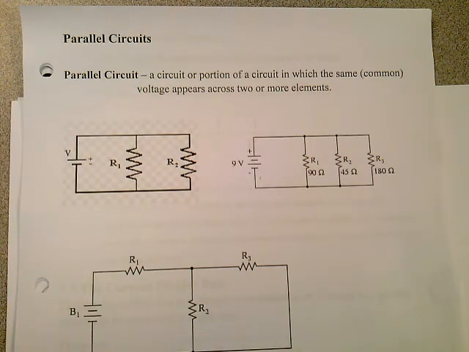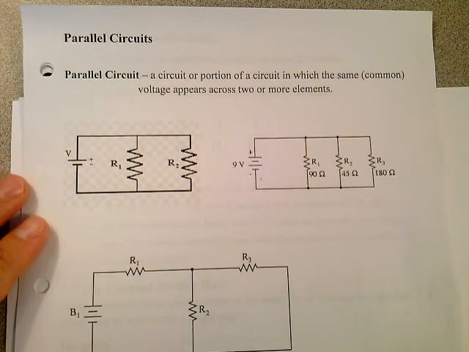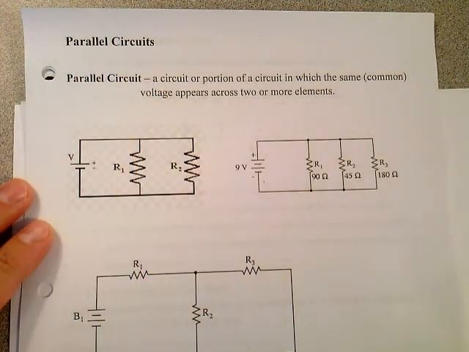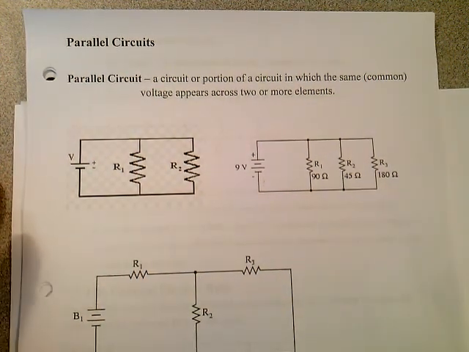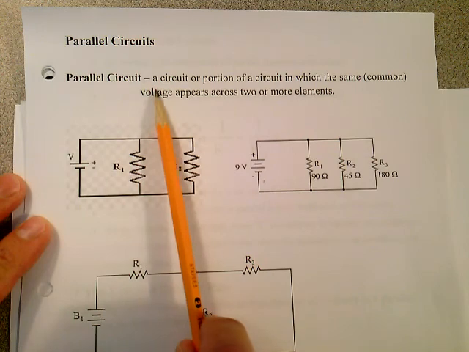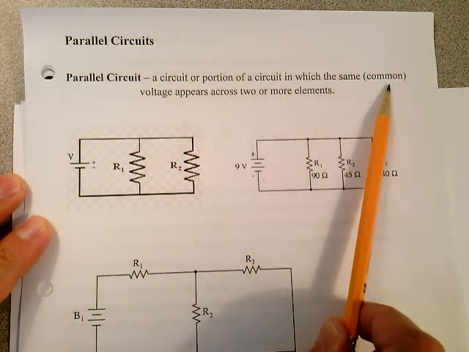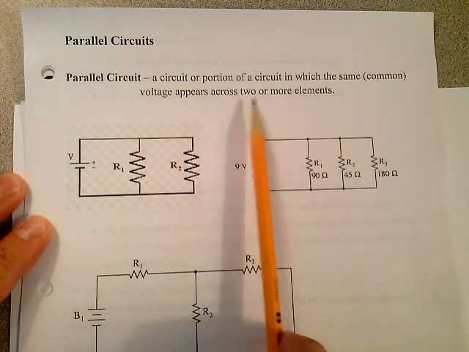Starting on page number 29 of your lecture notes, the last lecture we talked about series circuits and their characteristics, and this lecture we talk about parallel circuits, and then we'll put the two together for series parallel. But we're just looking at parallel circuits now. The definition of a parallel circuit is a circuit or portion of a circuit in which the same common voltage appears across two or more elements.